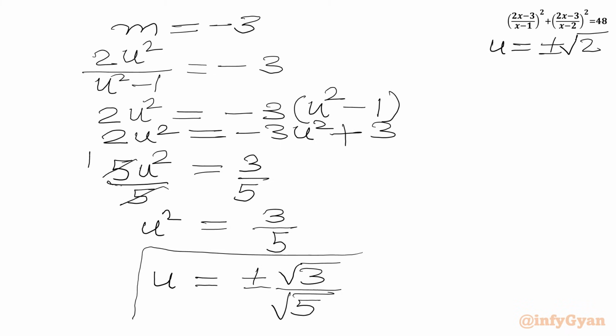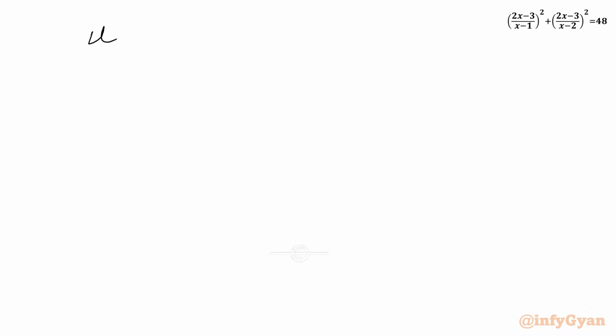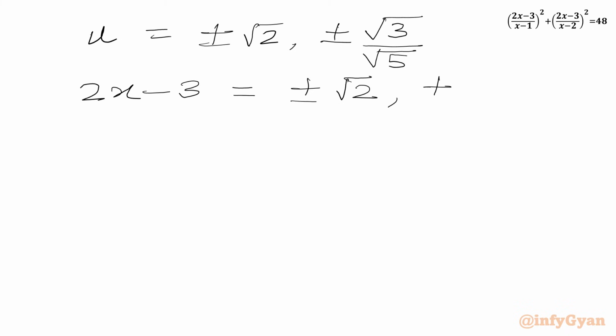So we have 4 u values in total, plus minus root 2 from the first equation and plus minus square root 3 over square root 5. We will write here u equal to plus minus square root 2 and plus minus square root 3 over square root 5. Now u was our substitution 2x minus 3. So we will write here 2x minus 3 equal to plus minus square root 2 plus minus square root 3 over square root 5.